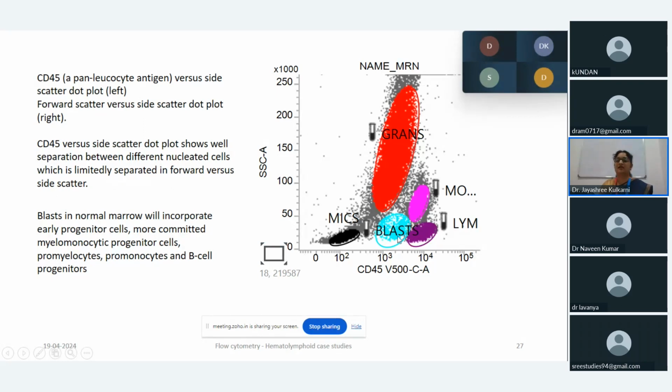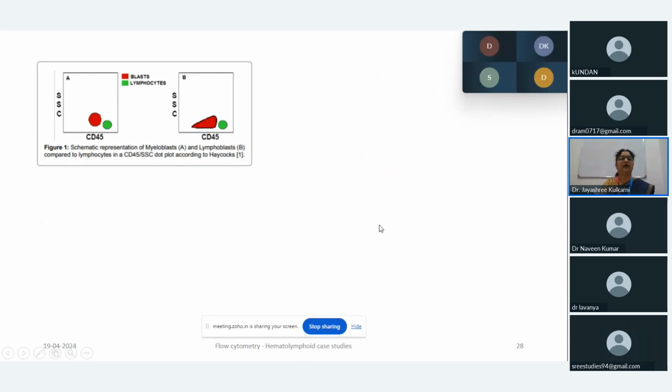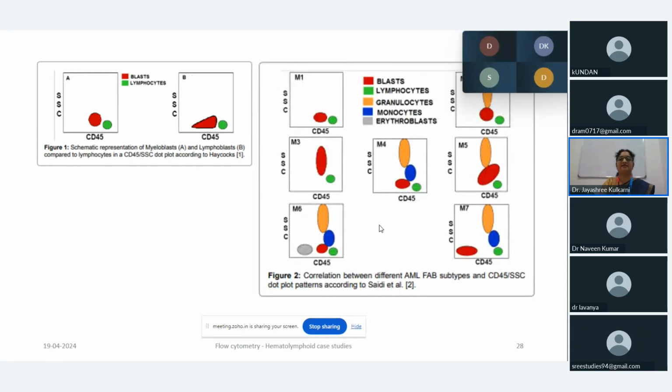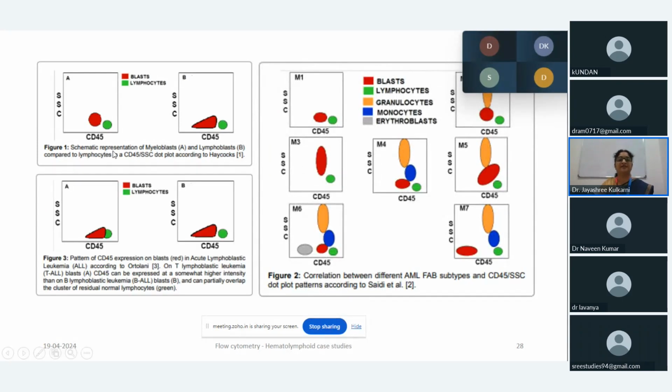Your blasts typically lie in this region. They are called dim CD45. We came across dim CD45 when we were talking about the immaturity markers. So your blasts typically lie in this region. A very nice schematic representation is shown just to help you identify which kind of blast.